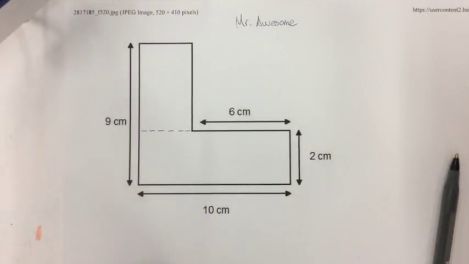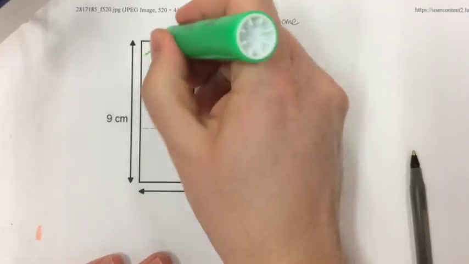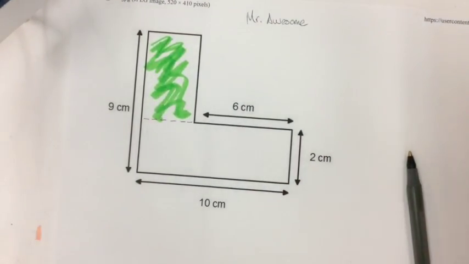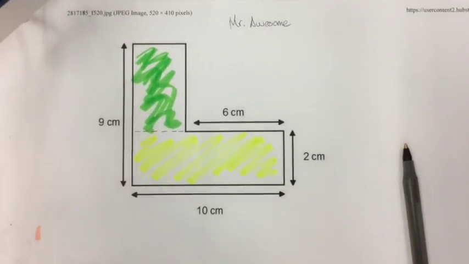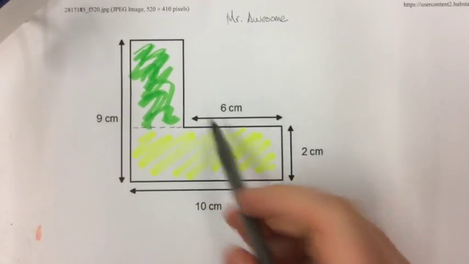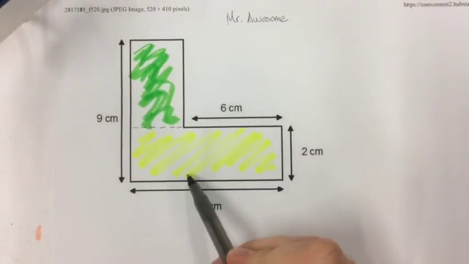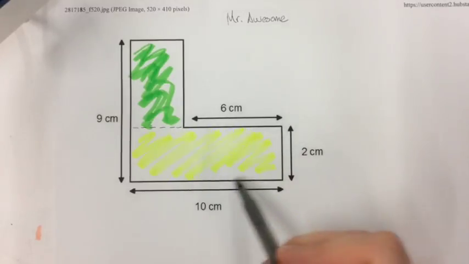So that leaves me with two rectangles. It leaves me with this large rectangle up here, the green one. And then it leaves me with this even bigger rectangle down here, the yellow one. So I'm going to find the area of this rectangle and this rectangle, add them together and put them in. Okay, so first one, let's do this one.